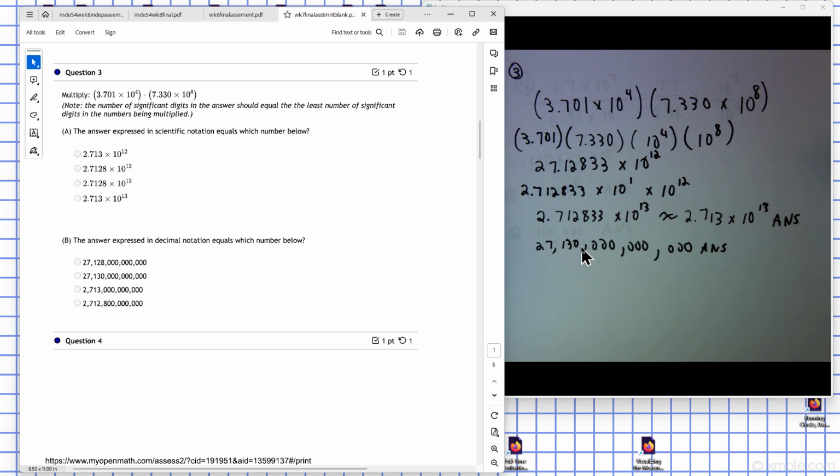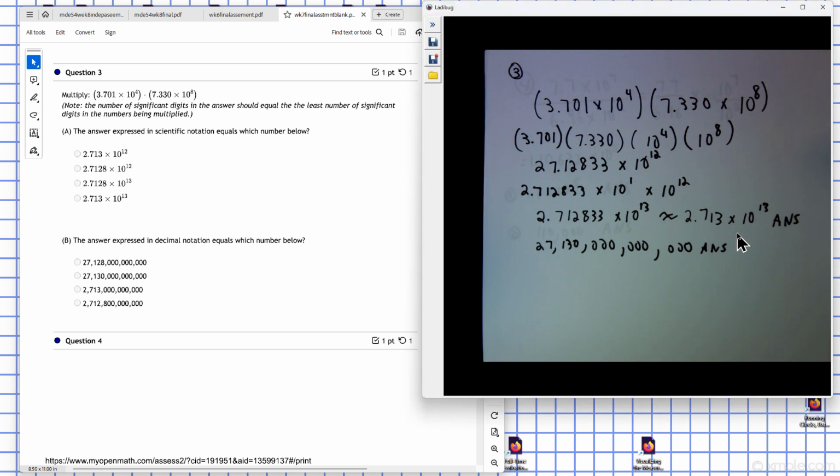And then they want to see here in decimal notation. I multiplied it out here. Okay. So this 10 to the 13 essentially is just 1 with 13 zeros, and you can multiply it from there. Can you get that? And that's number 3.